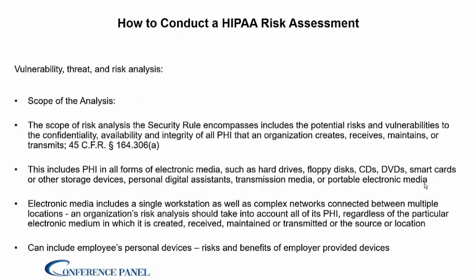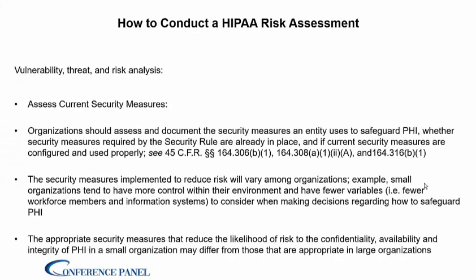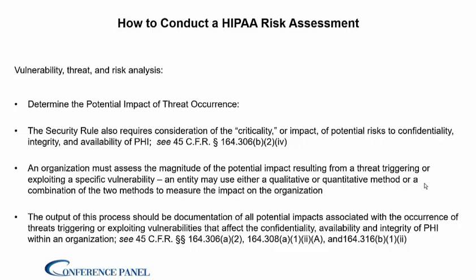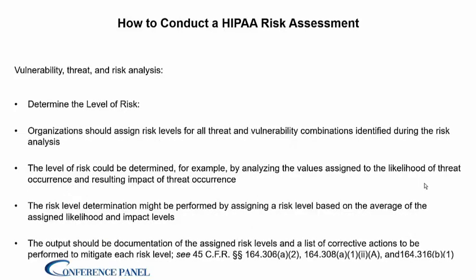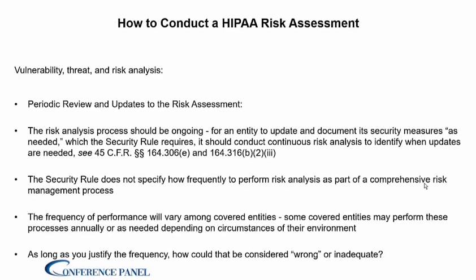The scope of the analysis. Let's start with scope. Data collection. You have to assess current security measures, determine the potential impact of the threat occurring, assign risk levels. Again, 1 through 4 maybe. That sounds okay. Finalizing the documentation. The security rule requires the risk analysis be documented. Periodic review and updates to the risk analysis. So again, what could be considered wrong or inadequate as long as the frequency was reasonable for you and justified.